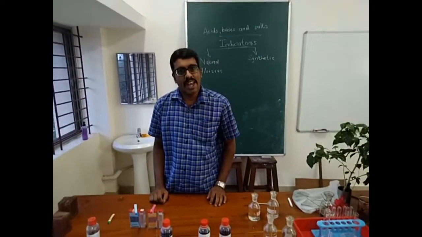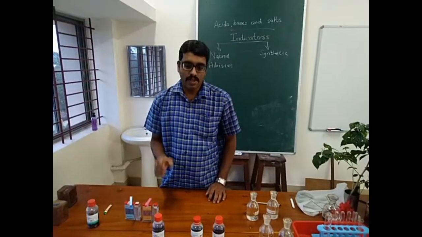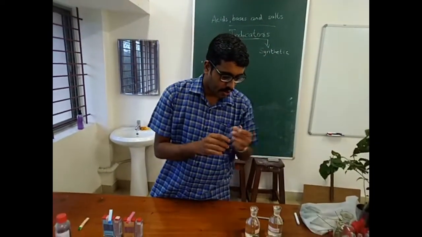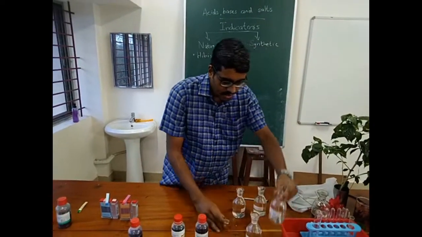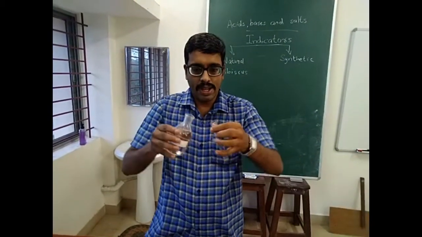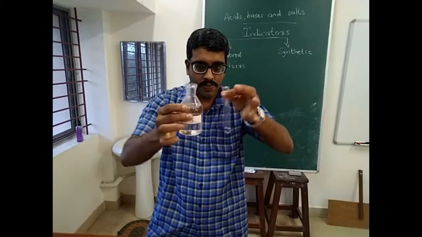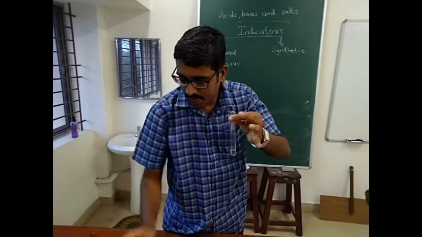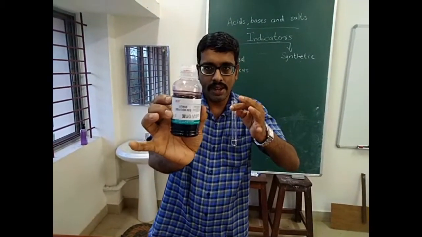We tested acids and bases with blue litmus solution earlier. Now we are going to test with the red litmus solution. First I am going to take a test tube. This time I am adding dilute hydrochloric acid. You can see around 5 ml of dilute hydrochloric acid, HCl, written over here. And I am going to pour 2-3 drops of red litmus solution. You can see the red litmus solution.